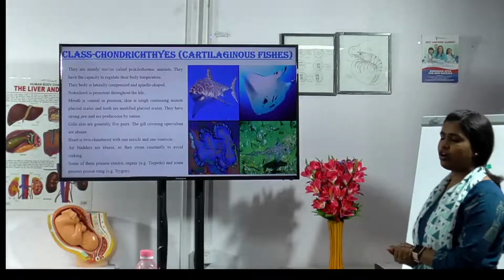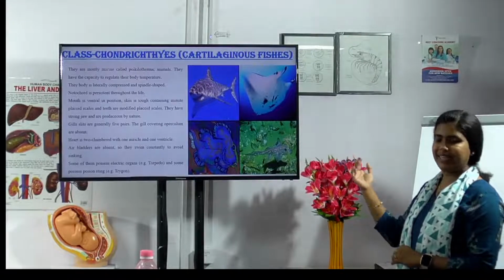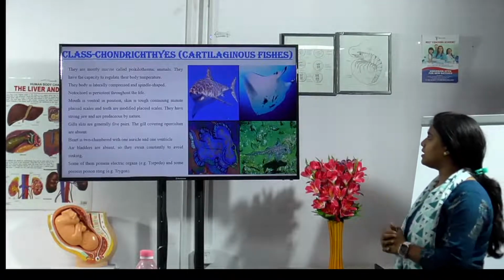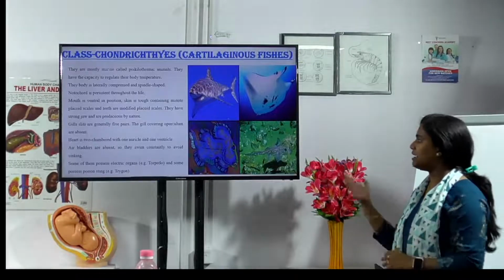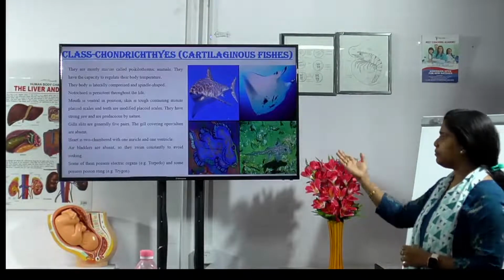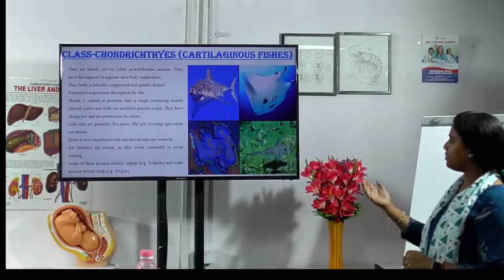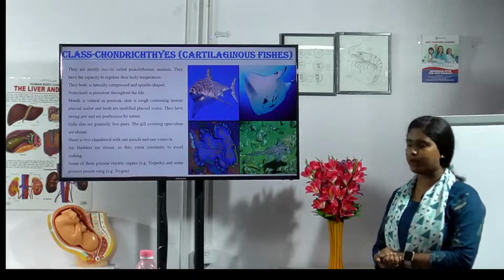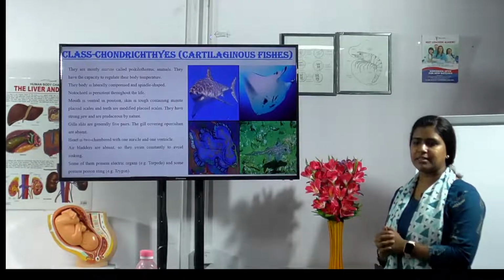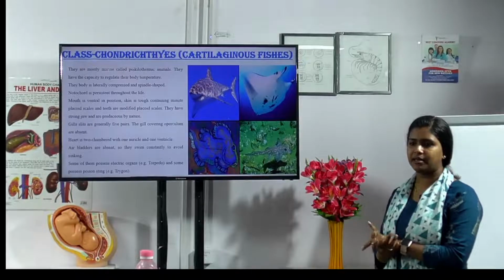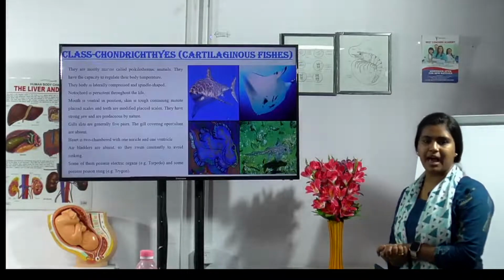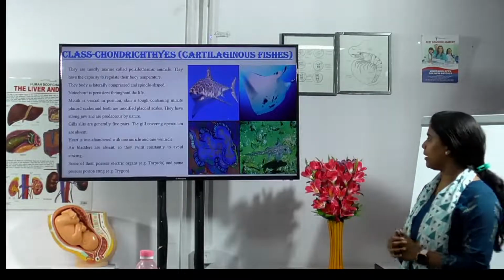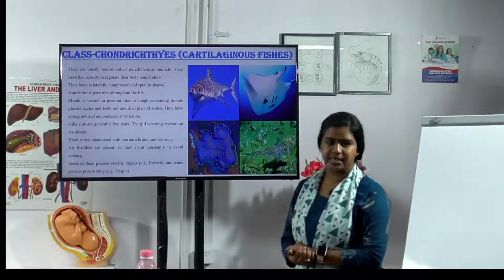And they have a strong jaw, and they are predators in nature, and the gill slits are generally 5 pairs. The gill covering, the operculum, is absent, and the heart is only 2 chambered, with one auricle and one ventricle, and the air bladders are absent, so they swim constantly to avoid sinking. So why don't they sink? What is the reason behind them? Air bladders are absent. Okay, and some of them possess electric organs, for example the torpedo, and some possess a poisonous sting.